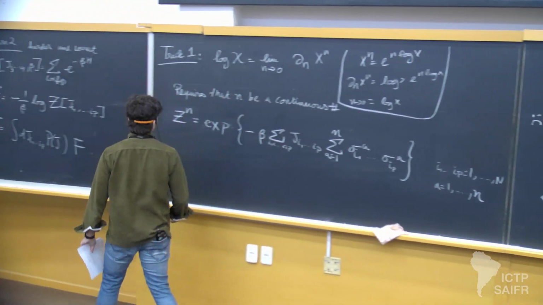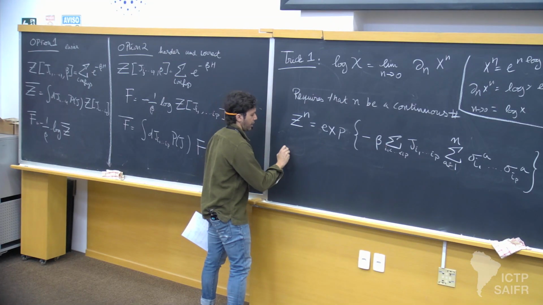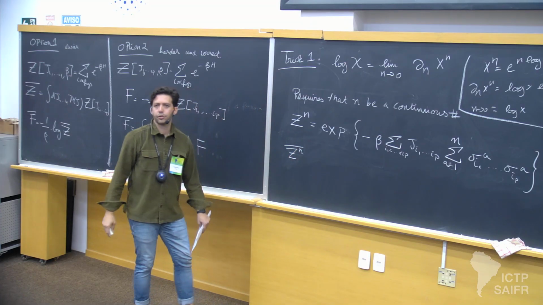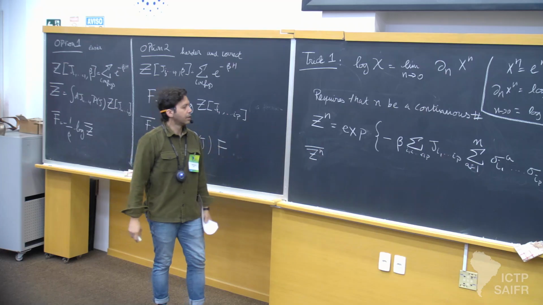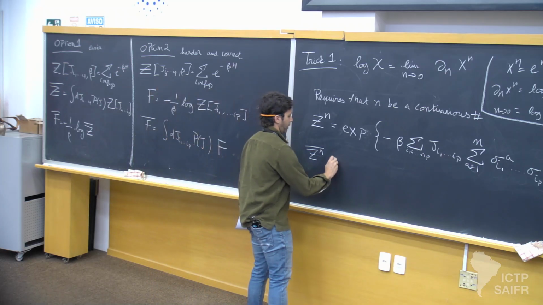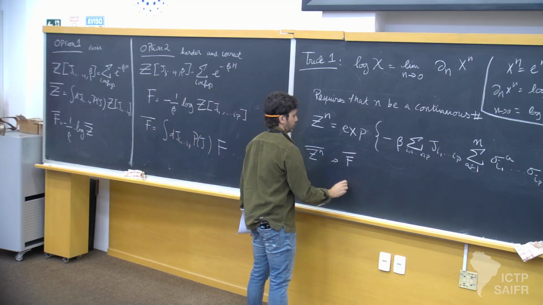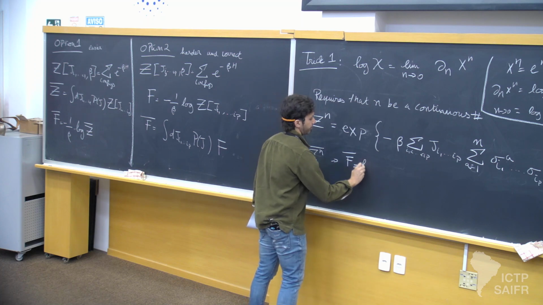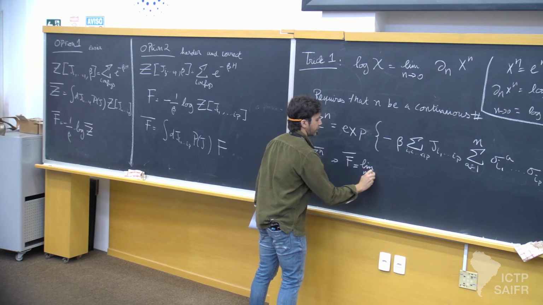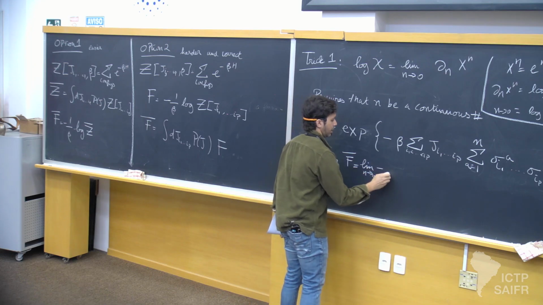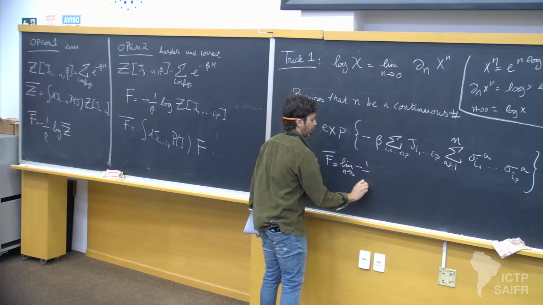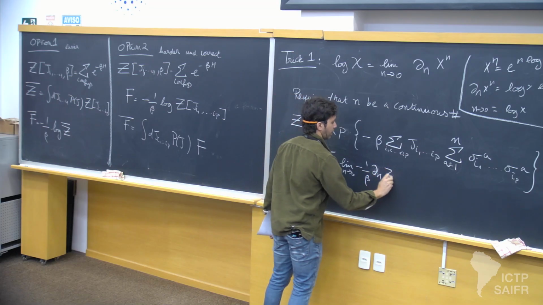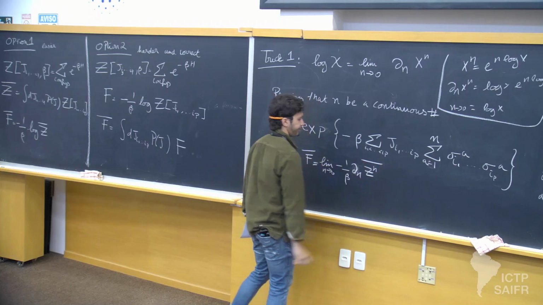And what we're going to do is we're going to compute z bar to the n. So we're going to disorder average this guy. And then we're going to get f bar by taking the limit as n goes to 0 of minus 1 over beta d by dn of z to the n bar.